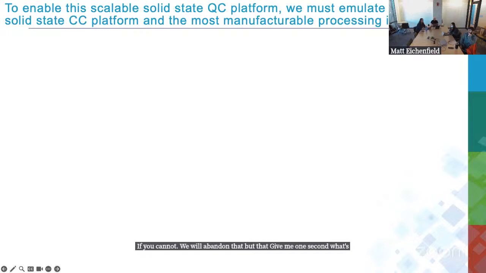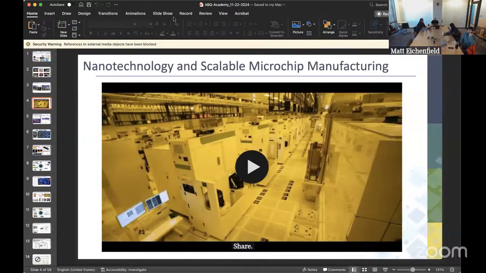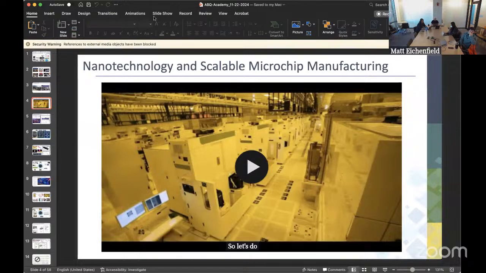What's showing up on Zoom right now? Nothing, just us. Just us, I think. Yeah. Okay. Oh, I need to see if I can find this. Oh, no, that's showing. That's showing. Oh, that's not what I want to show, but okay, give me a minute. Okay, we're gonna try this. Share this one. Nobody sees that yet. I guess I have to move it over again. Oh, okay, you could see it before. Okay. So let's do slideshow.